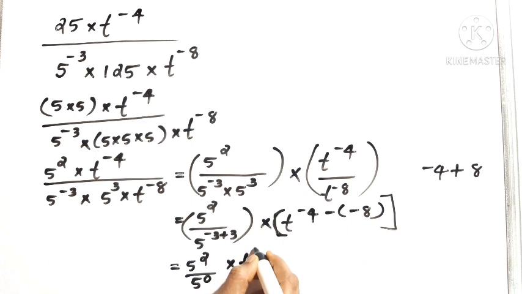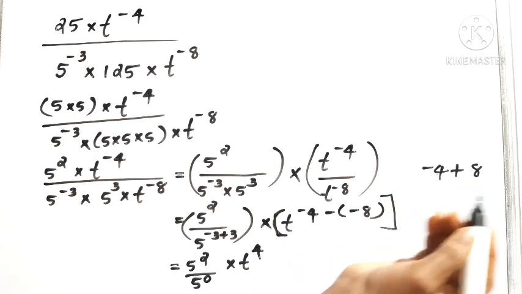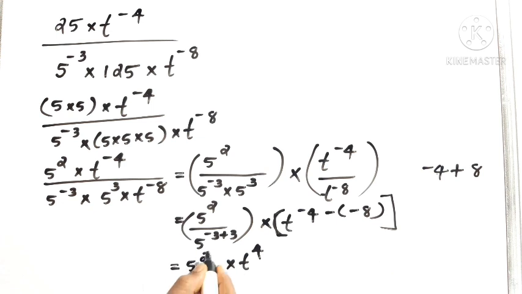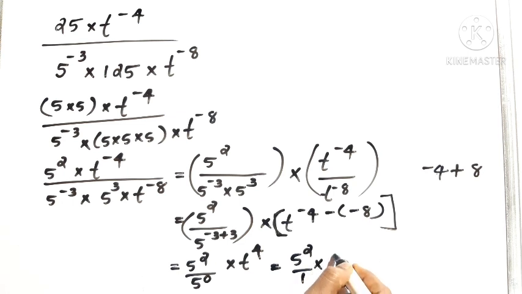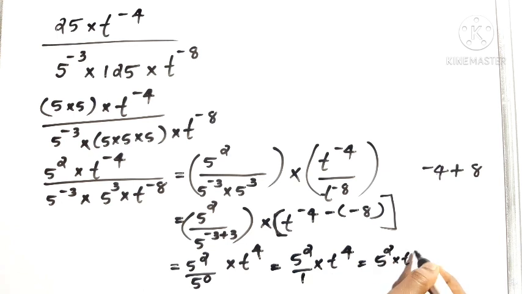Final answer becomes t raised to positive 4, right? Minus 4 plus 8, positive 4. 5 raised to 2 divided by 5 raised to 0 also equals 5 raised to 2 by 1. Here the exponent is 0, no? The answer becomes 1, right? Into t raised to 4. Also equals 5 raised to 2 into t raised to 4.